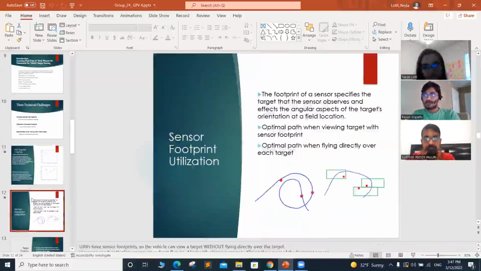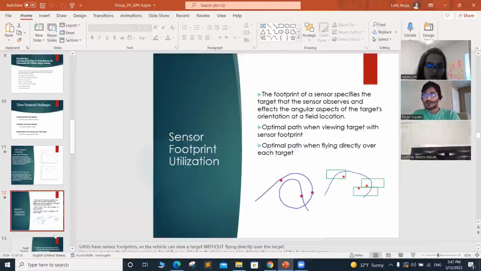The sensor footprint is specified for the target that the sensor observes and affects the regular aspects of the target's orientation at the field location. This sensor footprint slide also contains two figures, going from the starting point to target 3. Here we deal with the optimal path when viewing the target with the sensor footprint, and the other deals with the optimal path when flying directly over each target.